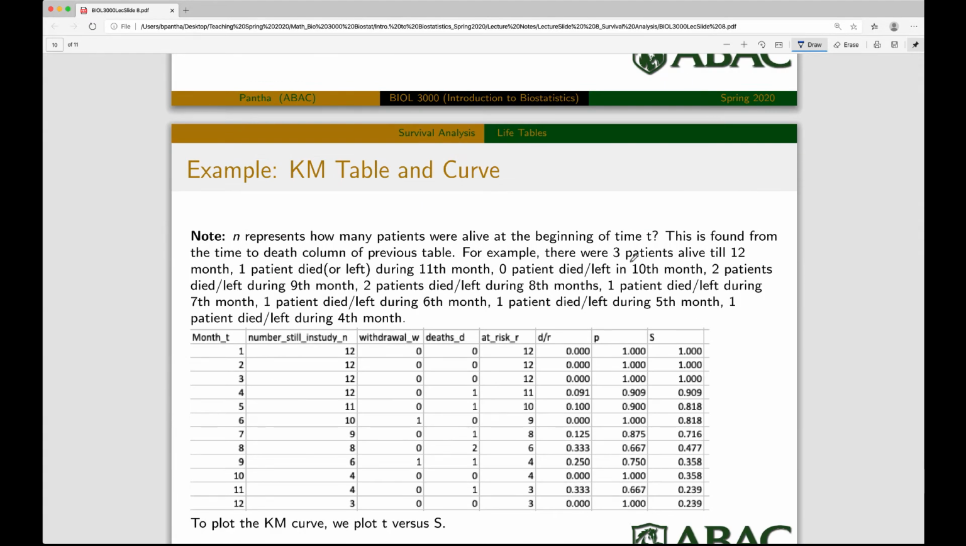For example, there were 3 patients alive till month 12. 1 patient died or left during the 11th month, 0 patients died or left in month 10, 2 patients died or left in month 9, and so on. So you see that on month 1, there are 12 patients still in the study. Withdrawal was 0 on month 1. Death was 0 on month 1. What is R? R is N minus W minus D, right? That is 12. D over R is 0. And then P. How do I find the P?